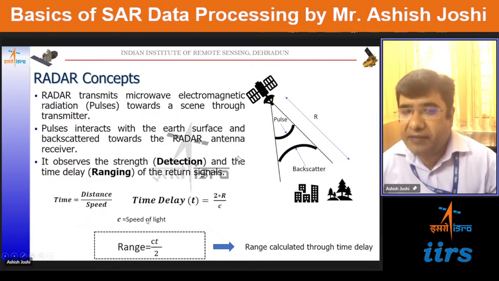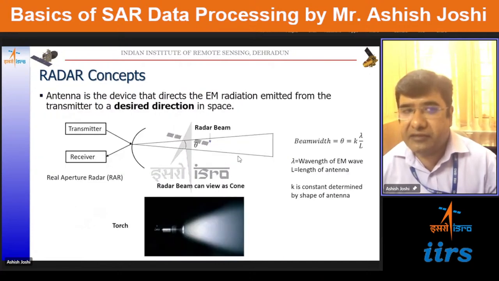Because we know this time delay in the sensor, we can derive the range. How much range are we getting? It is c t by 2. So range is calculated through the time delay. This is a very important concept of the radar: it can very precisely calculate the range, because we know the time. This is the basic concept of the radar, which is the principle of ranging.